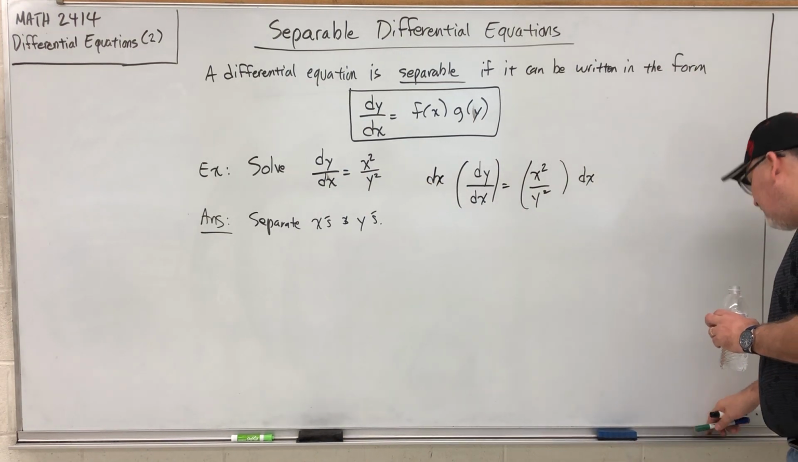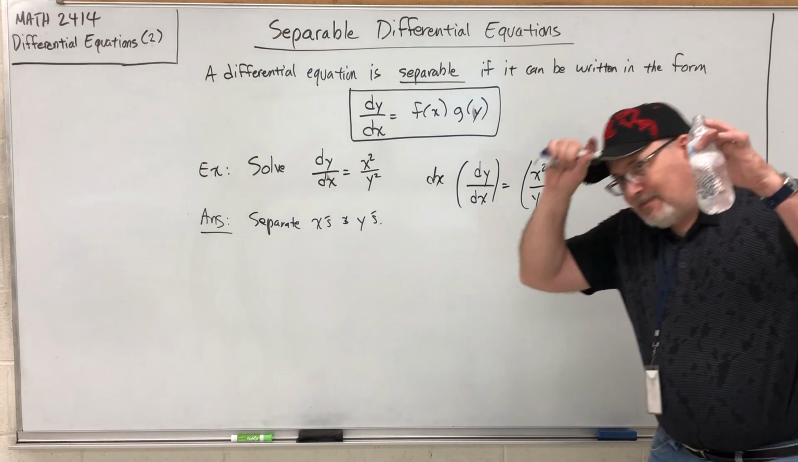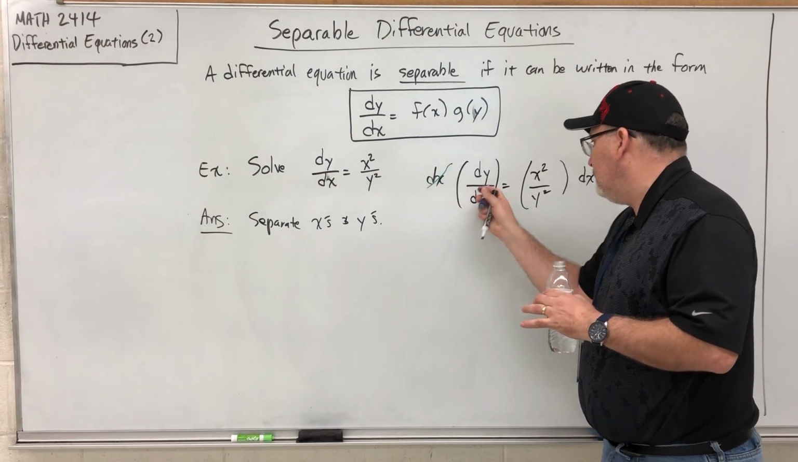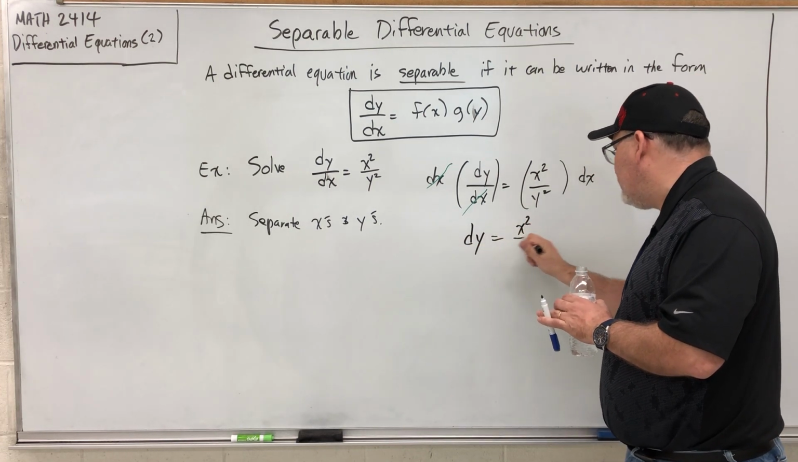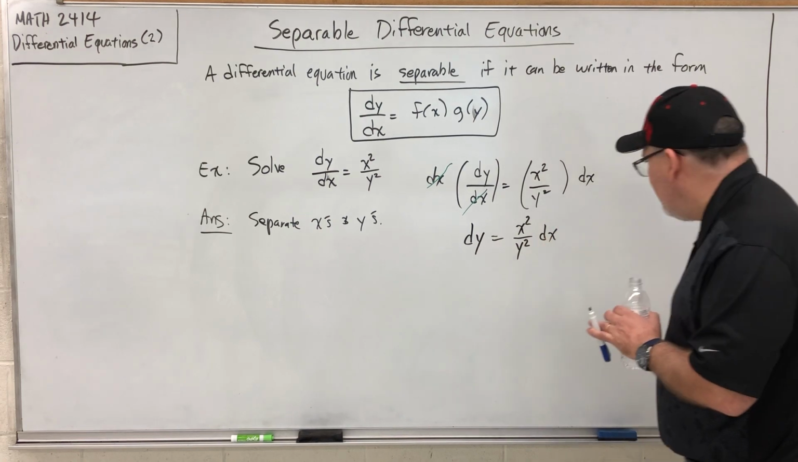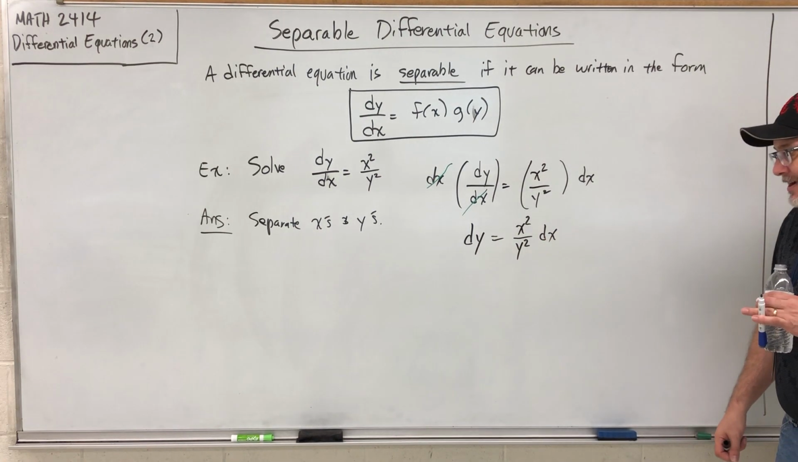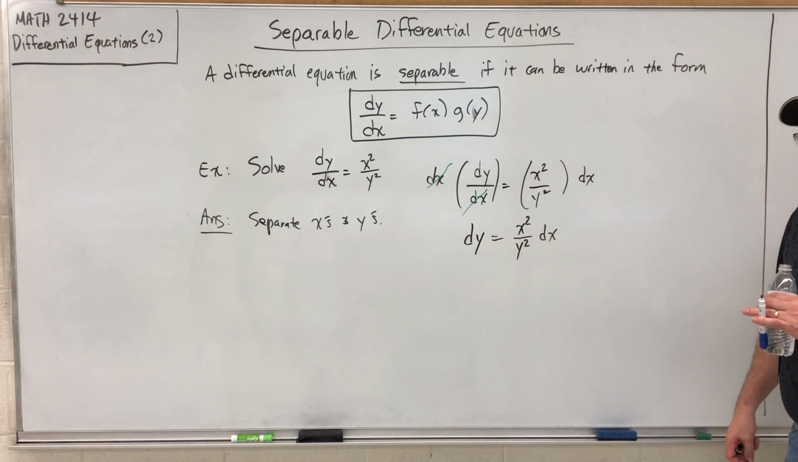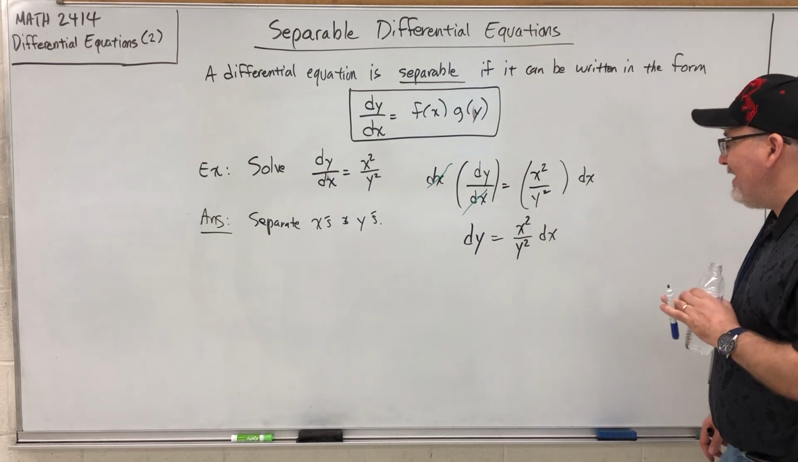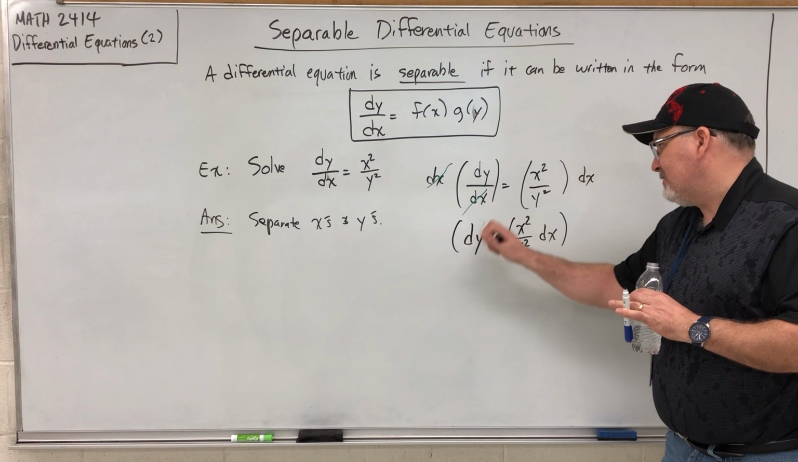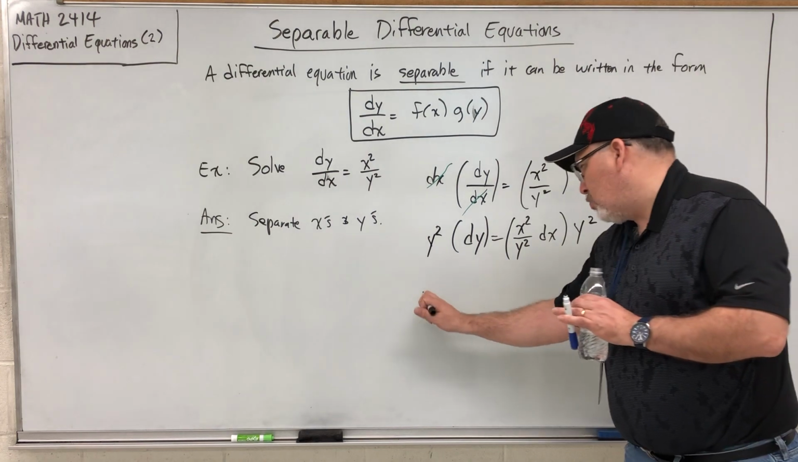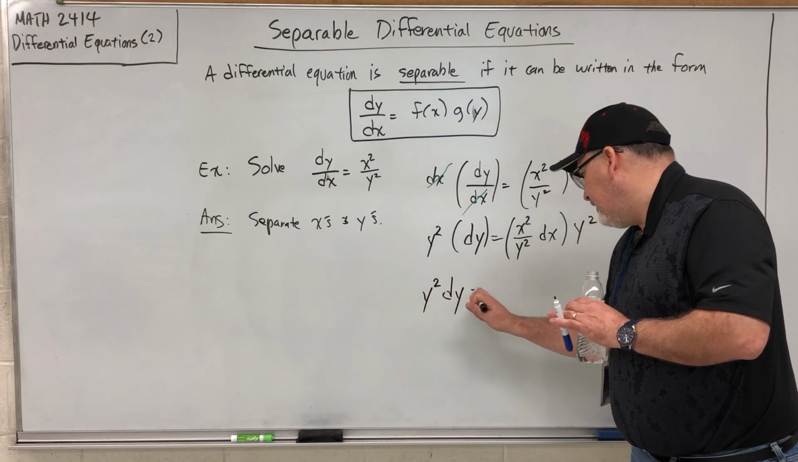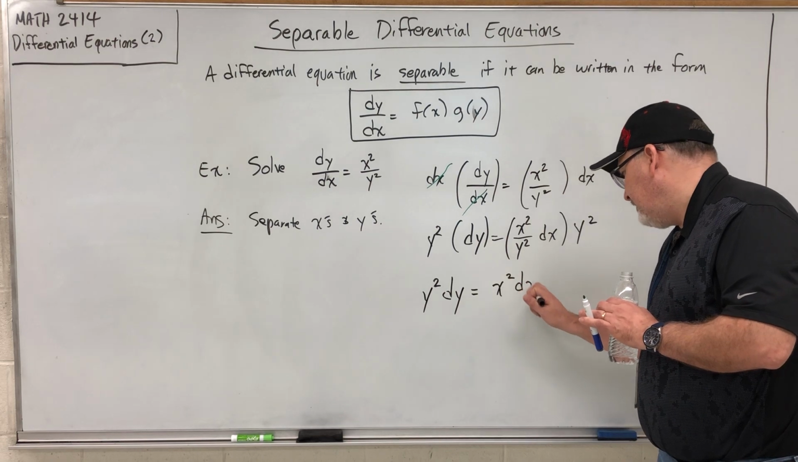On the left, the dx's cancel, if you will. And that leaves us dy is equal to x squared over y squared dx. So we've successfully separated all the x's on the right side, the x squared and the dx. However, the y's aren't separated from the x's because we still have a y squared on the right side, but we can fix that by multiplying both sides by y squared. And that will give us y squared dy is equal to x squared dx.